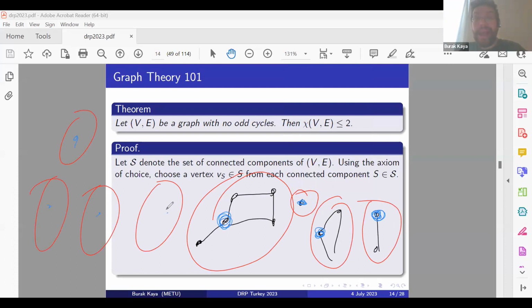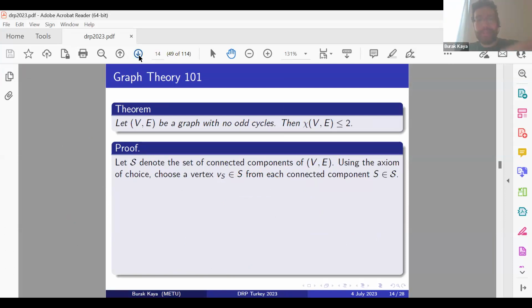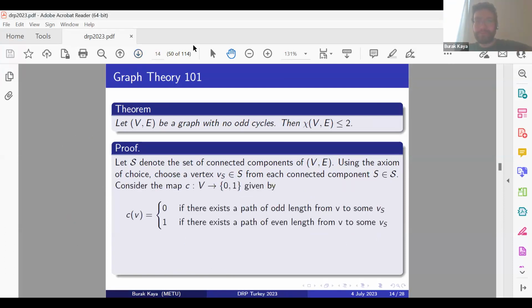And now what you do is this. After choosing that vertex, you just do what I explained to you before. You choose your starting vertex, VS, okay? This is a connected component, and from this connected component, you have chosen this base vertex, base point, like a distinguished point, VS. And here's your coloring. If there is a path from your V to this VS of odd length, so if there's like a path here of length 3, you color this to 0. Okay, my colors are not red and blue anymore. I'm going to call them 0 and 1. If there's an even path like this one, you color this to 1.